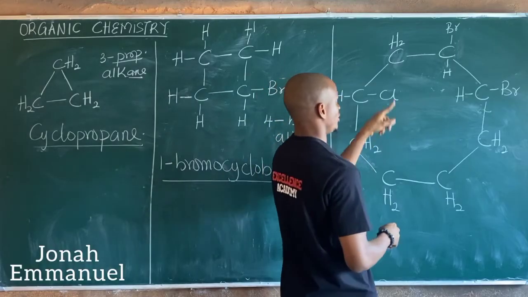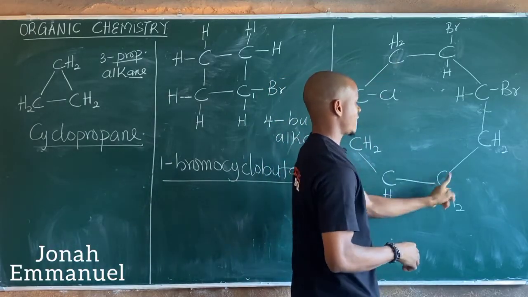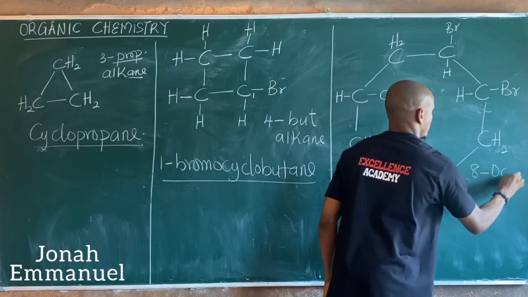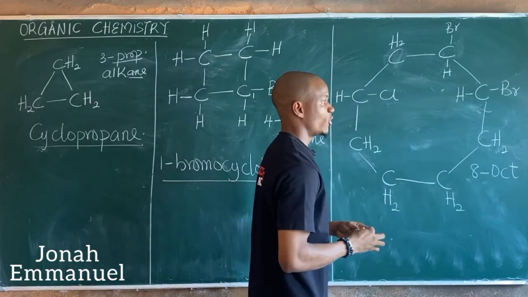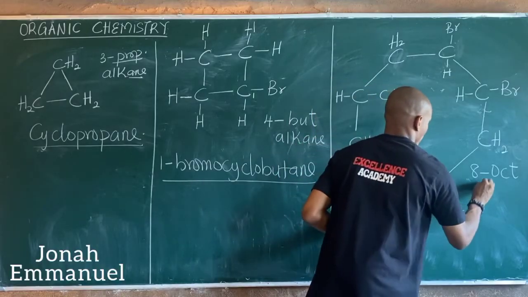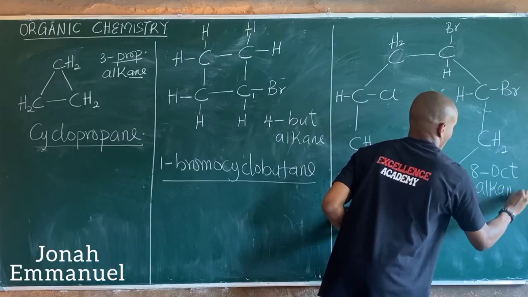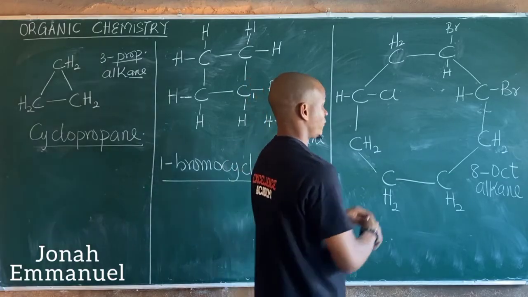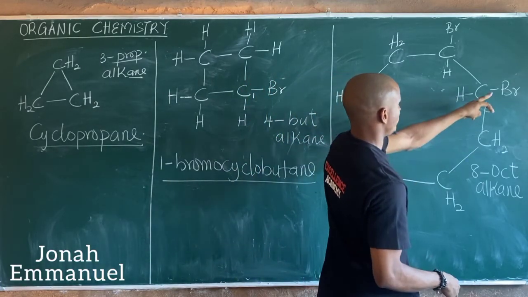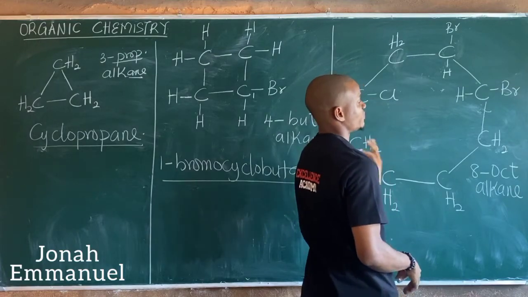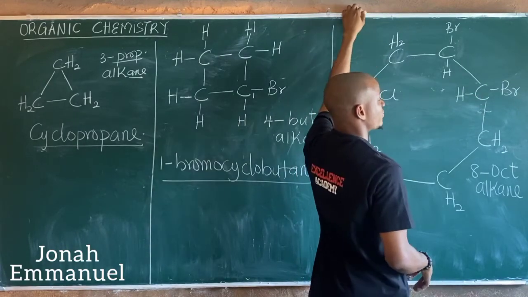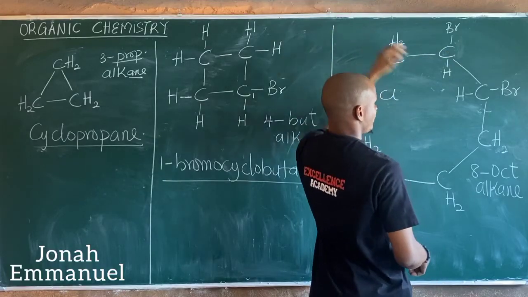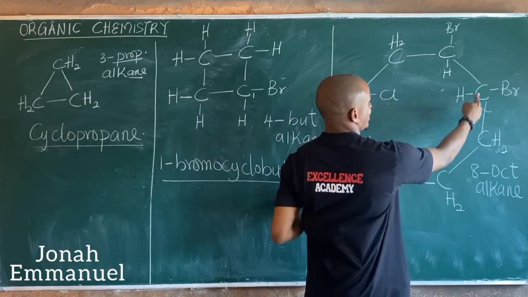Longest continuous carbon chain. 1, 2, 3, 4, 5, 6, 7, 8. 8, as we said, is an oct. Next up, this is single bond throughout, so it becomes an alkane. Single bond alkane. Next up, I'll look at my substituents. Obviously, for this now, my substituents are bromine and then chlorine. So it's better I start with the bromine. So which of the bromine do I start with? This one or this? Now, obviously, I'm having 2 bromine here. It's wise to start this way.